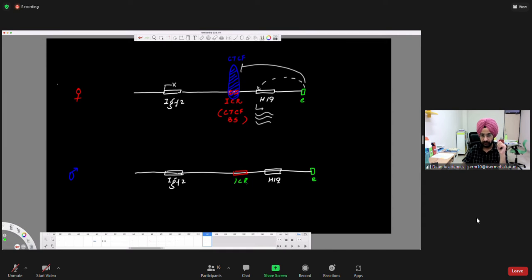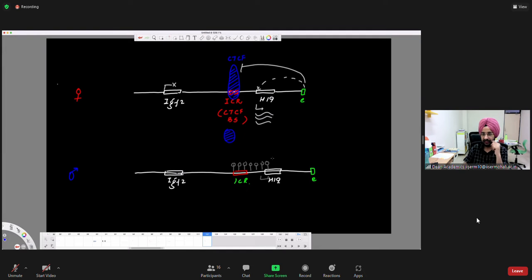What happens in the paternal chromosome is that the ICR is methylated. Not only is this methylated, the upstream region of the H19 gene is also methylated, so the promoter over here is also methylated. So this whole locus is methylated, and then CTCF cannot bind, right? So CTCF is not able to bind.